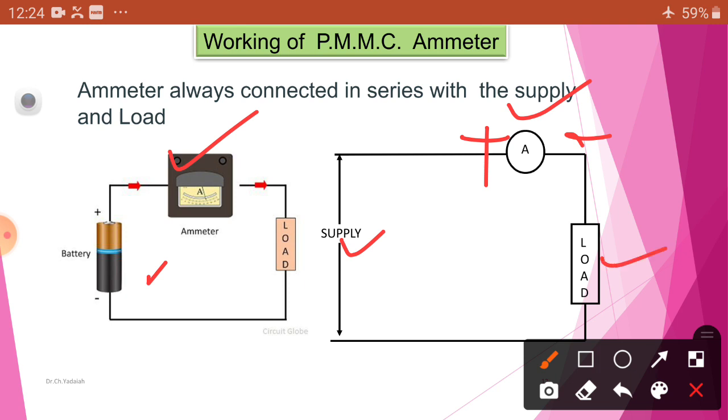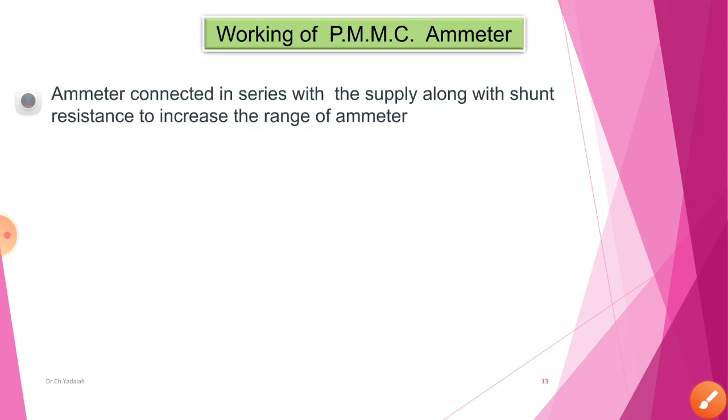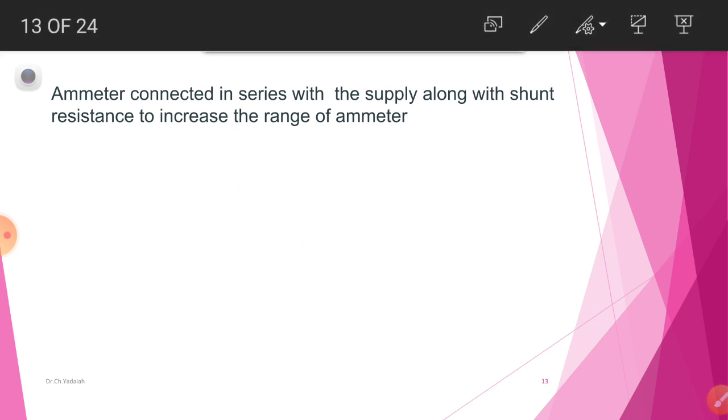Okay, this is a load. Now onwards, we can represent this ammeter in this direction in the label. Now you can see the ammeter is connected in series with the supply, along with the shunt resistance to increase the range of the ammeter.